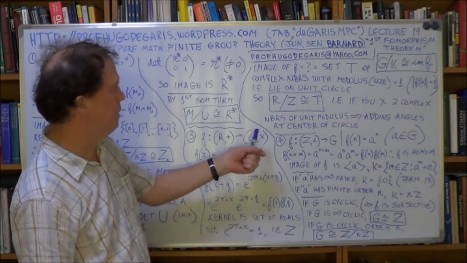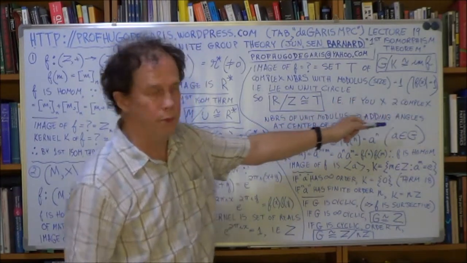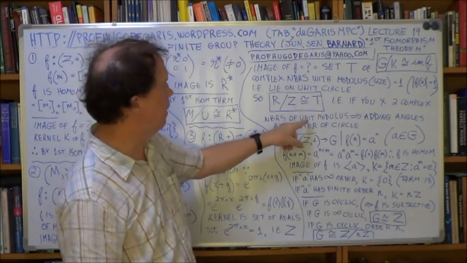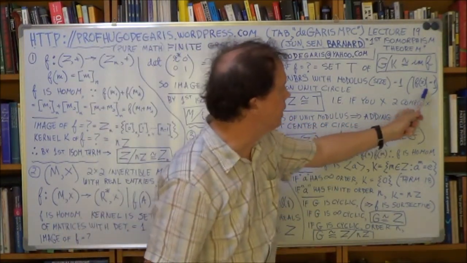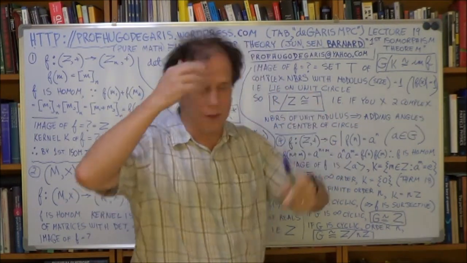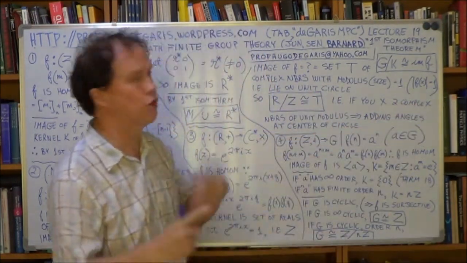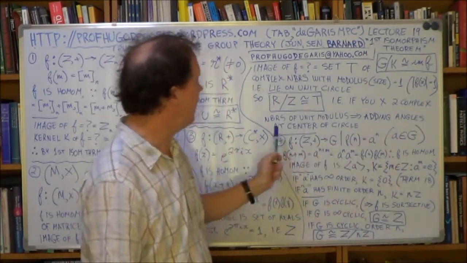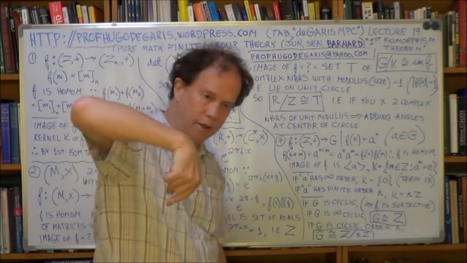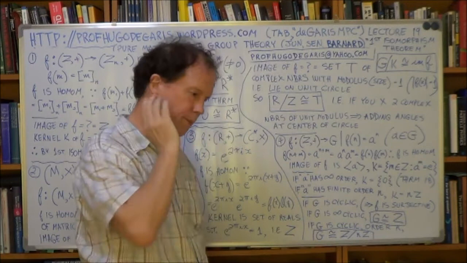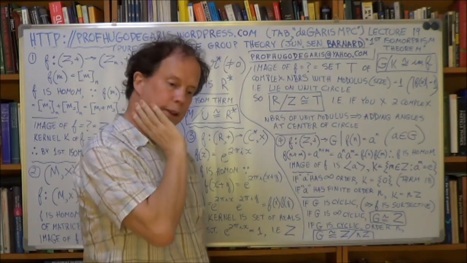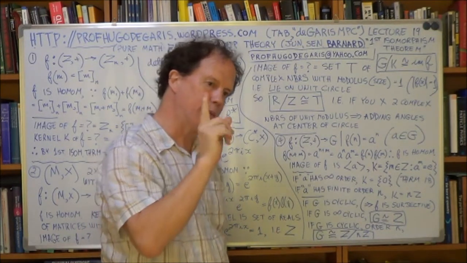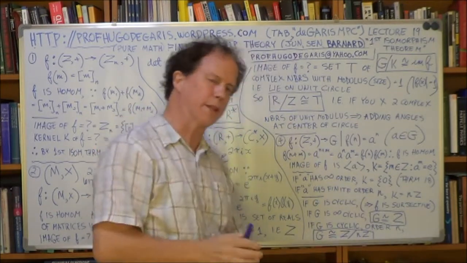Okay, there's a bit of a comment here from the text. If you're multiplying two complex numbers that have unit modulus, meaning the absolute size of the complex number is 1, and you have two of them like that and you're multiplying them, that's equivalent to adding angles at the center of your unit circle. So if you have two numbers like that, you can get the result by adding their angles.